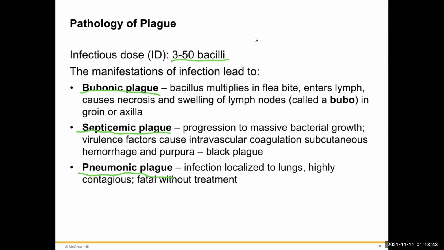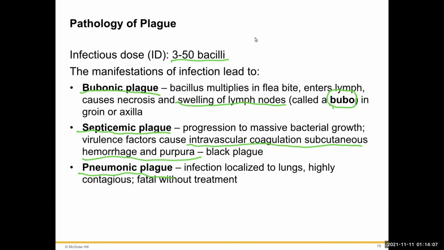of lymph nodes, called a bubo. A bubo is a swelling of your lymph nodes. You could see it in your groin or your axilla, which have a high concentration of lymph nodes. Septicemic plague, progression to massive bacterial growth. Virulence factor causes intravascular coagulation, subcutaneous hemorrhage, and purpura, which is the black plague.